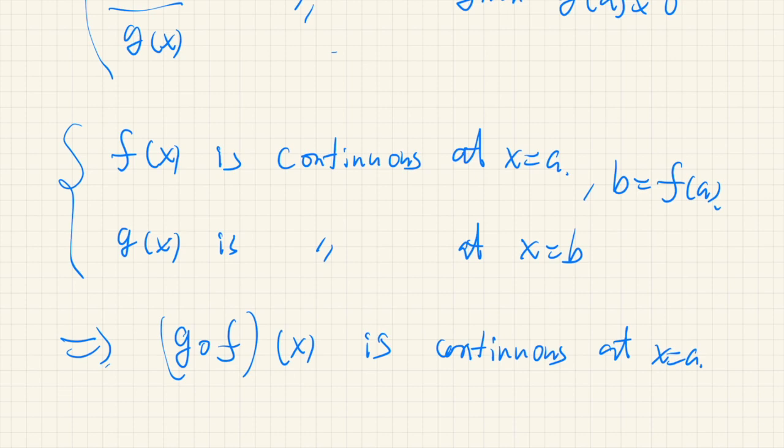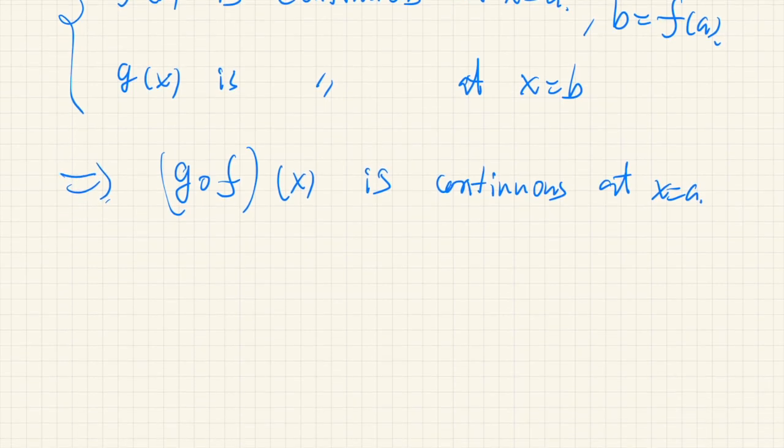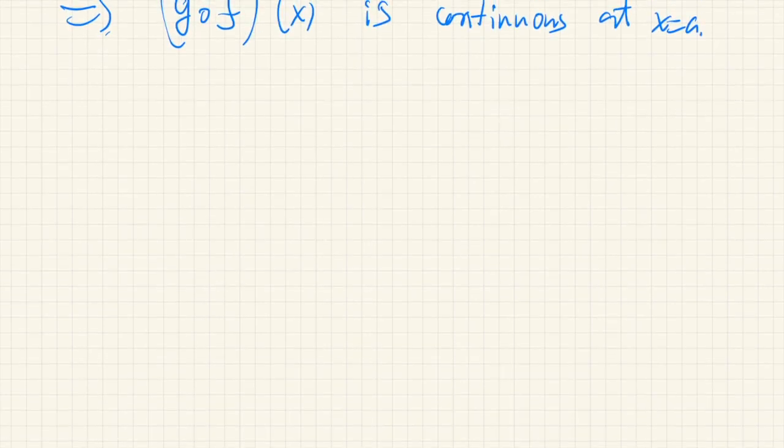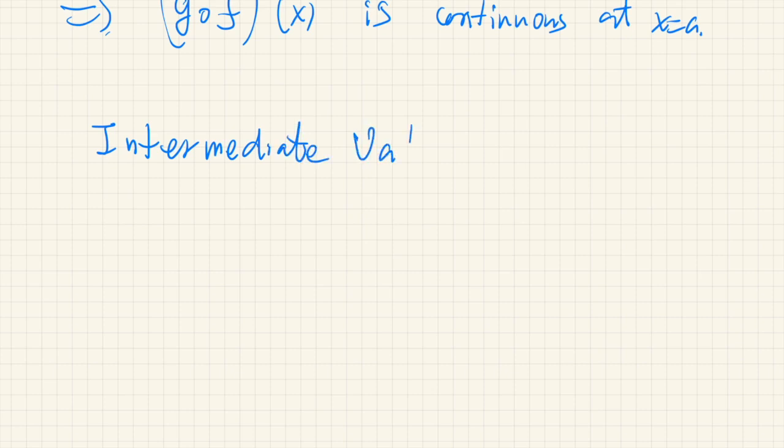Continuous functions have many nice properties that makes life easier. And I will list two of these such properties without proofs. Okay, and the first one is called the intermediate value theorem. Sometimes we call it IVT. And that says the following.